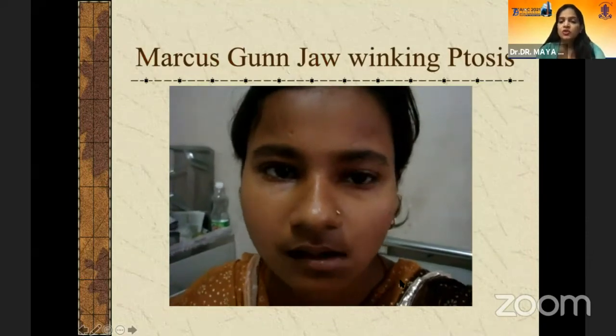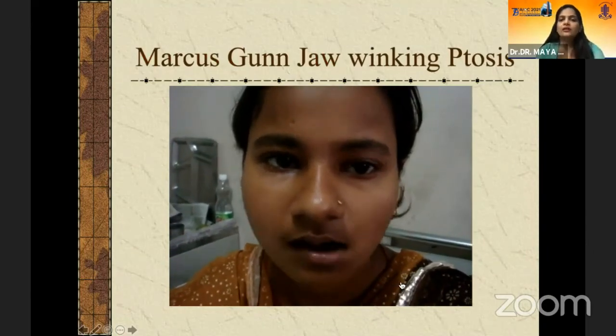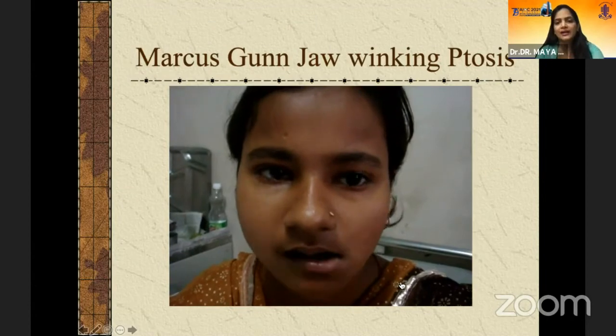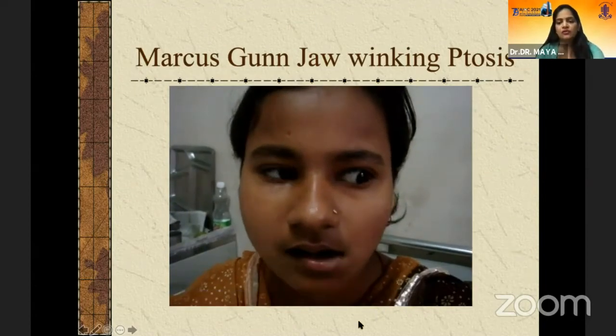Always ask the patient to move the jaw and check for any synkinetic movement of the eyelid, that is called Marcus Gunn jaw winking ptosis.